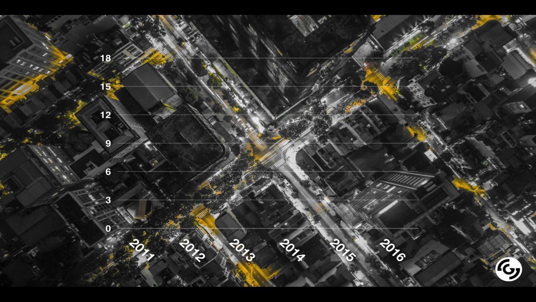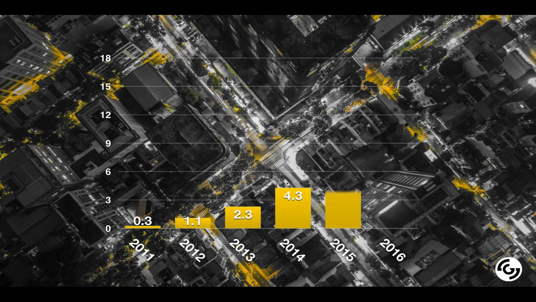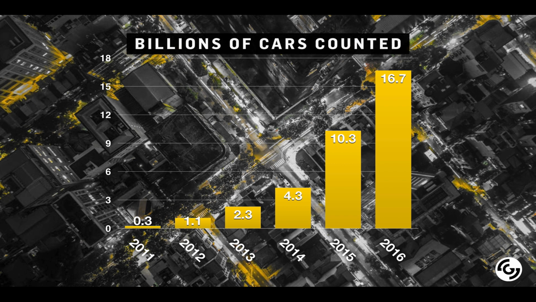So GRIDSMART's counted a lot of cars. And just as kind of an interesting plot, how many cars have we counted? So we look back through time, starting in 2011 to 2016. At the end of 2016, we've counted about almost 17 billion cars, surely more than 17 billion at this point. This is kind of an interesting thing to note.